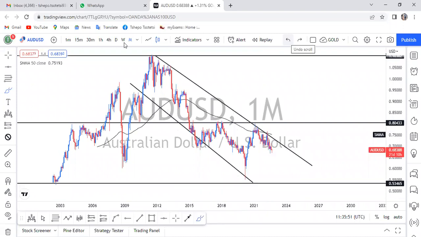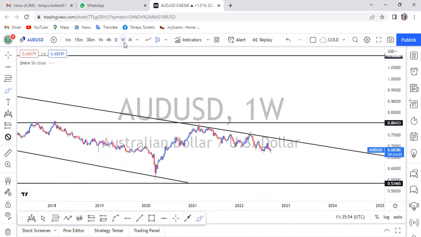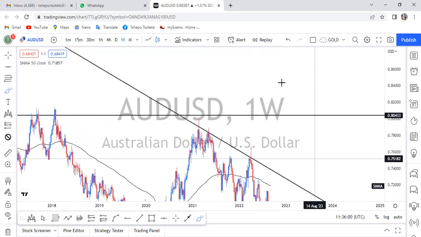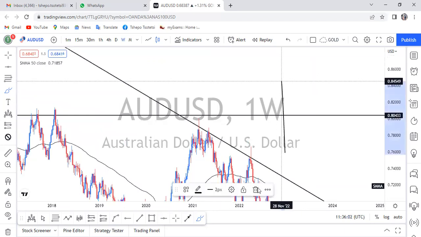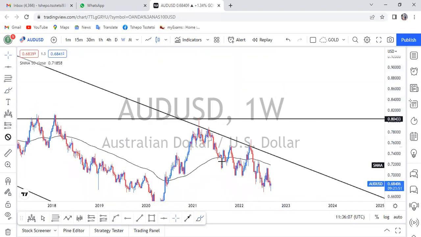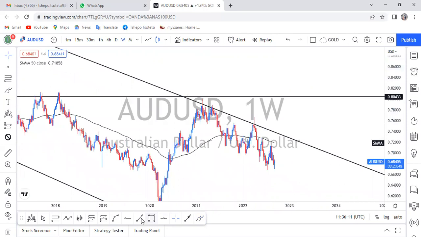So let's go to the weekly. I want to move quickly so that maybe I can try to do NASDAQ. Another support and resistance is our trend line. Because we can't put a horizontal trend line, we can put this type of trend line, a supporting trend line like this.